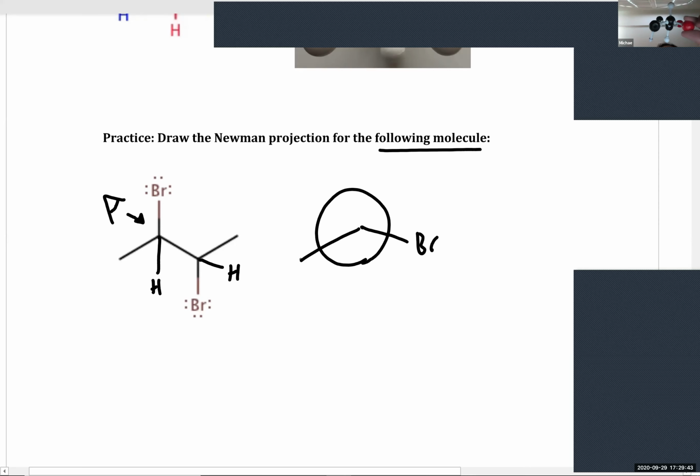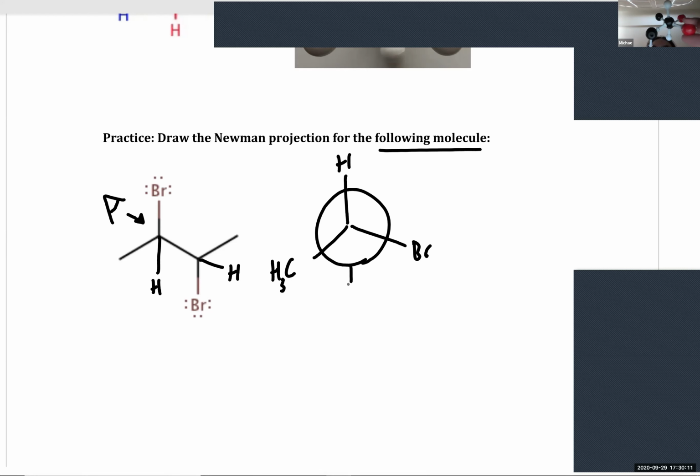What about in the front left? So let me make the lines a little better. What about in the front left? We have our carbon. Well, it's really a methyl group to be exact, but yes, the carbon. And then on the top, we have our hydrogen. Okay, what about in the back? What do we have on the bottom in the back? Hydrogen, yep. What do we have on the right in the back? Bromine, and then finally our methyl group.